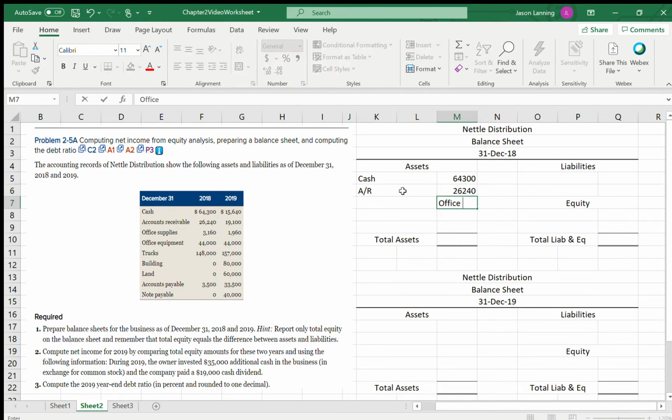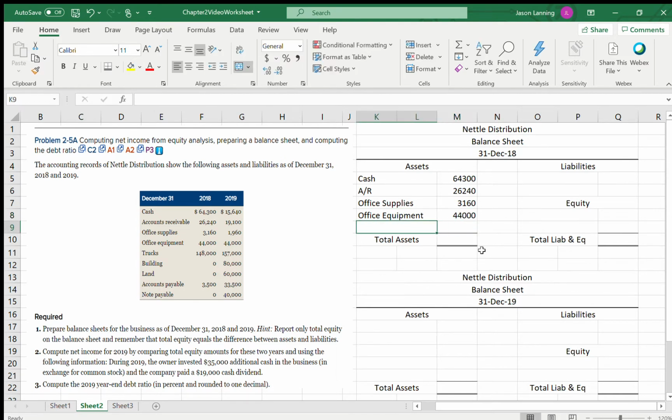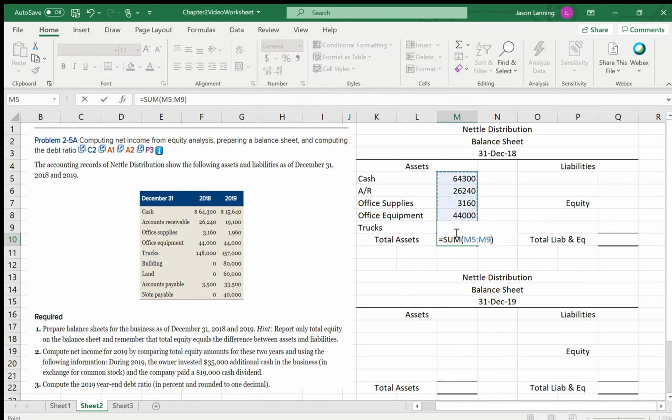We have accounts receivable. I'm going to abbreviate this with A/R, and we have 26,240 there. We have office supplies in the amount of $31.60. We have office equipment in the amount of $44,000. And we have trucks in the amount of $148,000. Now, if we add all these up, what we have in this column, we will get $285,700.